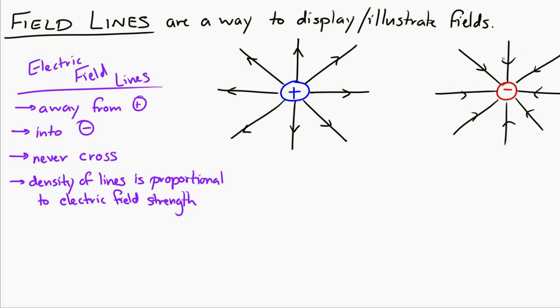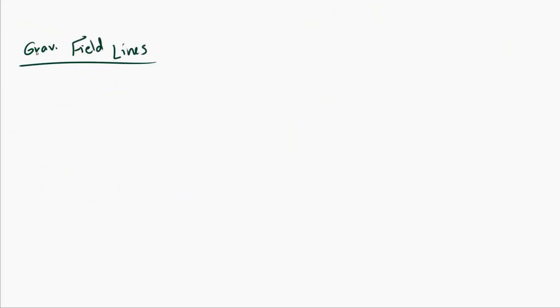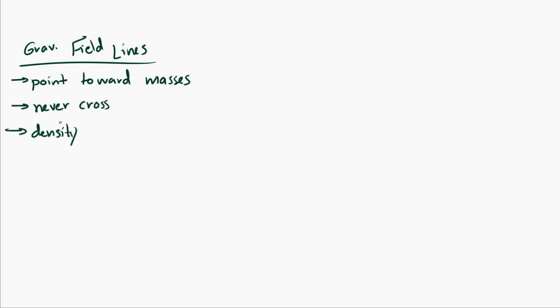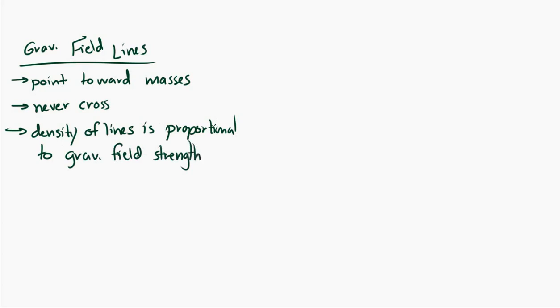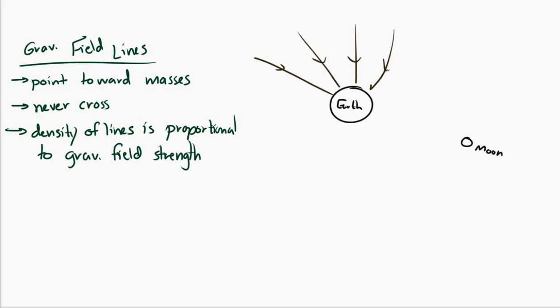Gravitational field lines always point into masses. They also never cross, and also the density of the field lines is proportional to the gravitational field strength at some location. So if we have the Earth and the Moon, we'd have gravitational field lines that look roughly like this. It's not a perfect drawing, but I did my best.